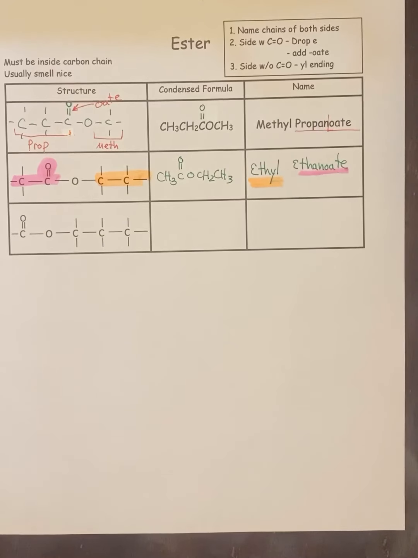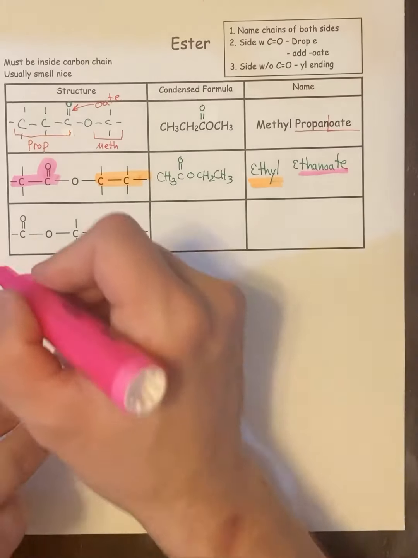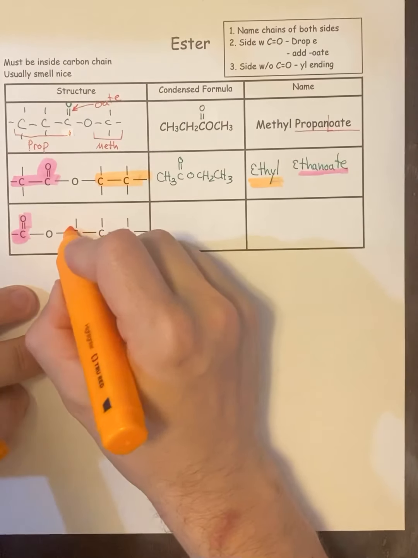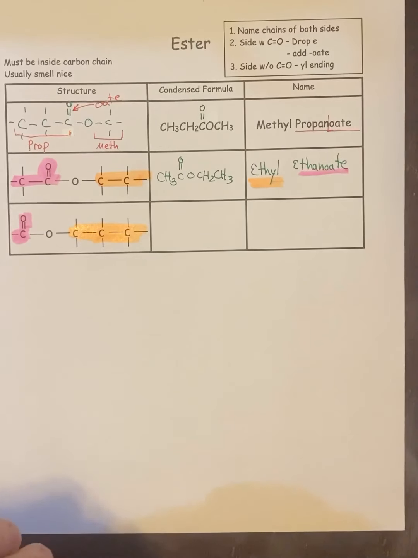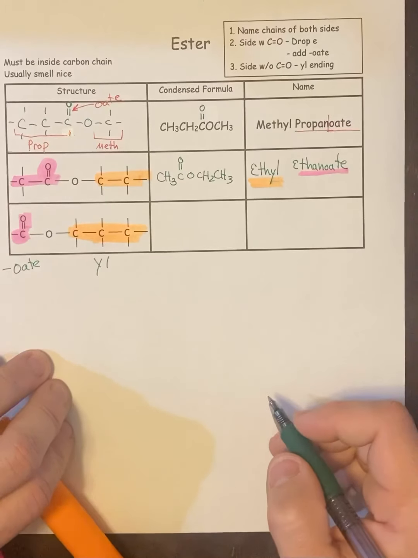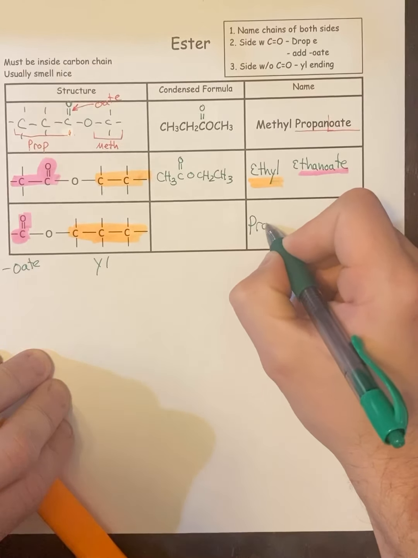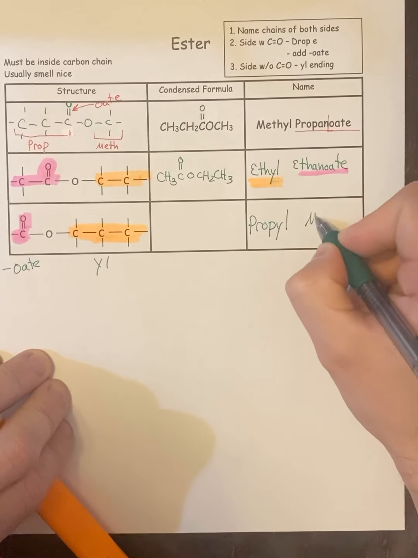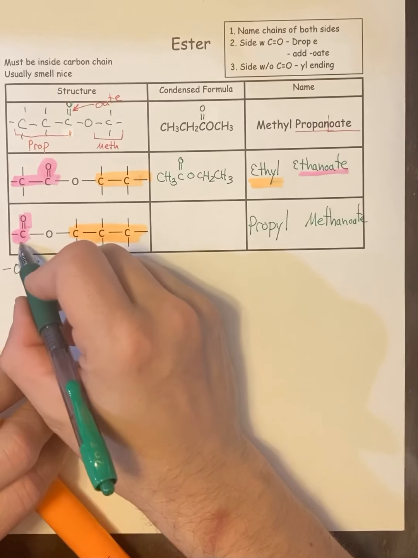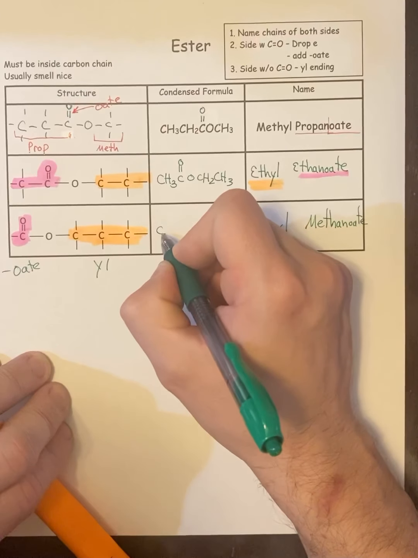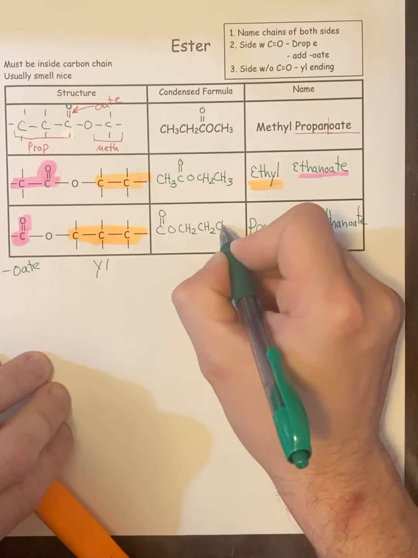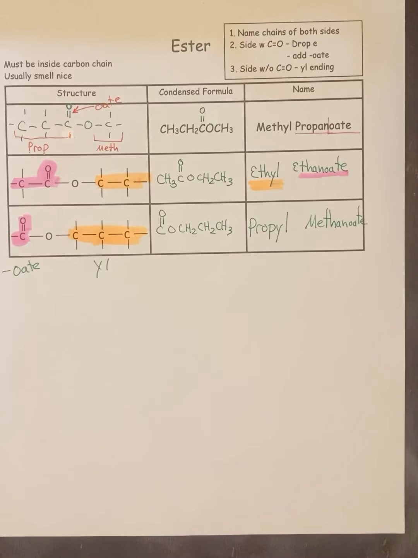And then for the last one, this 1 carbon has the double bonded O, and then this chain of 3 doesn't. So the chain of 3 gets the yl, the double bonded O gets the oate. So this is going to be called propyl methanoate, because this gets the oate because of the double bonded O. There we go. And that is everything from Table R.